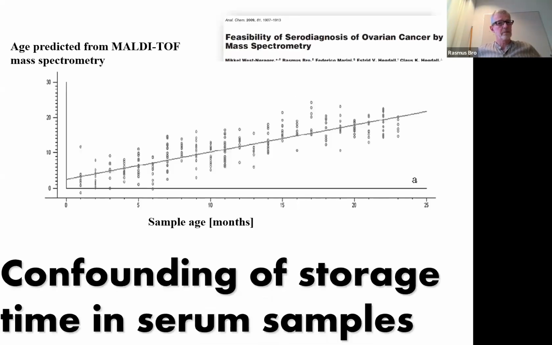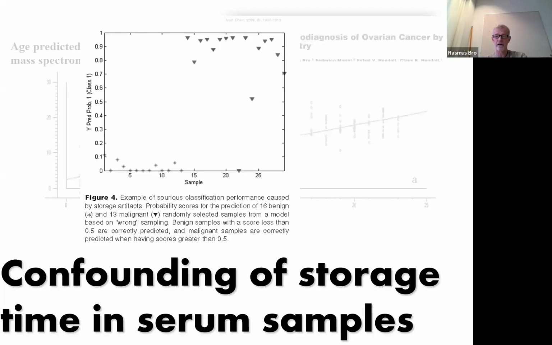This is some data that we were working on like 12 years ago or so. We were looking into ovarian cancer with mass spectrometry. We took samples over an extended period and kept them in a freezer. When we measured the spectra, it turns out that we could actually predict how long the samples had been in the freezer, which is not in itself a huge problem, except all the sick samples were taken in early and the healthy samples late. And that means I could get perfect predictions of whether you had cancer with these data because I had stored the samples in the freezer for a long time.